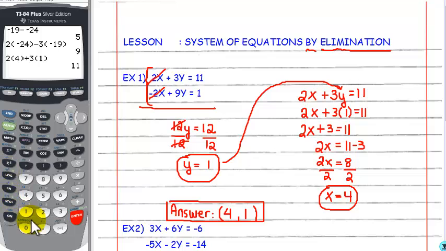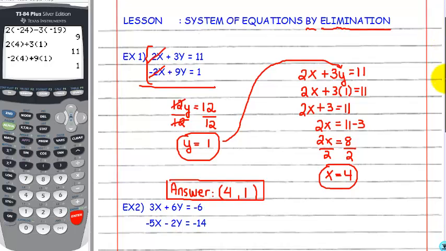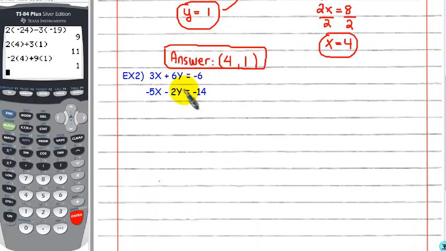Let's check the second equation: negative 2 parenthesis x, so in this case 4, plus 9 parenthesis 1. Whoops. And if I press enter, I get a 1, and that verifies that the answer is correct. Okay, so let's go ahead and go on to the next problem.